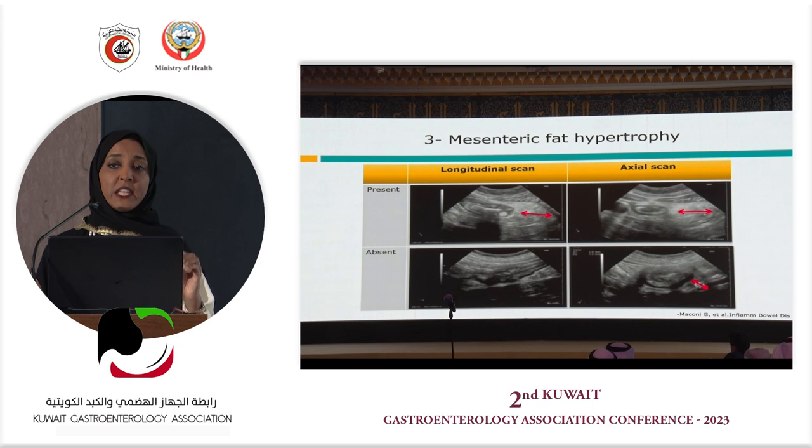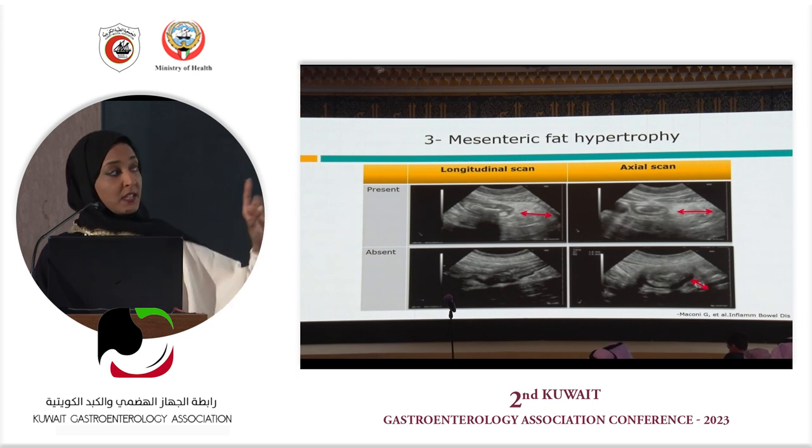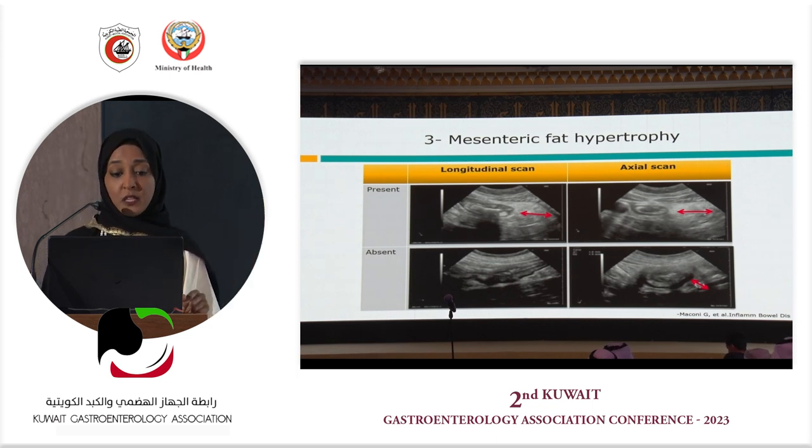Extraluminal, also around any inflamed bowel, we check the mesenteric fat around it. So if we have an inflammation, we can see this white shade around the bowel, and that indicates that the patient is having an inflammation. And when we keep the patient on treatment and management, then this can be reversible and regressive.